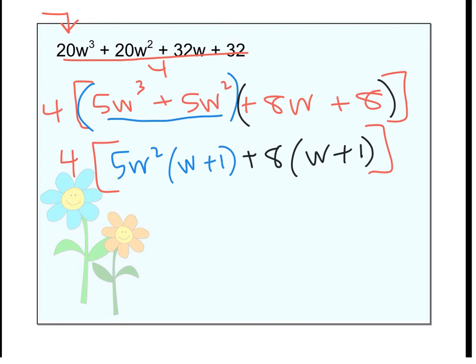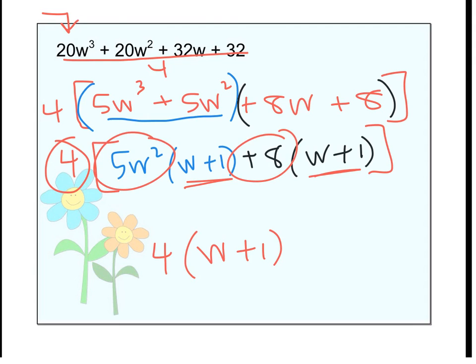Again, when I rewrite my final answer, I have to bring this 4 along. So final answer would be that 4 we took out. Then I have our common binomial of w plus 1, and then I have my second binomial of 5w squared plus 8. Final answer.